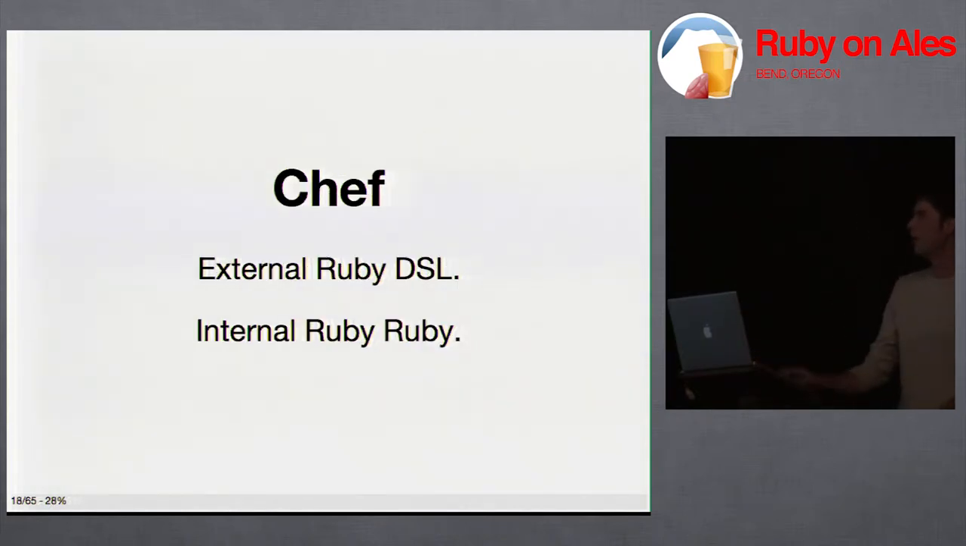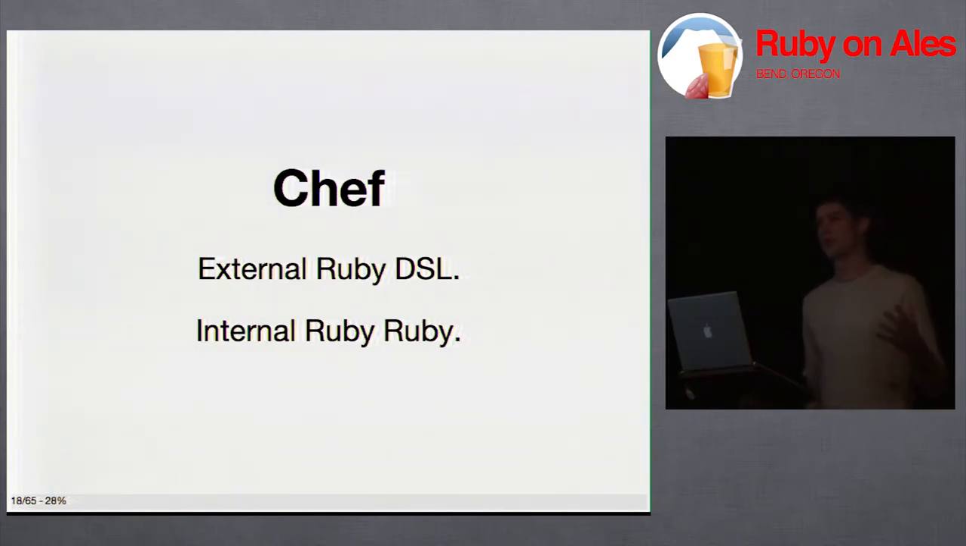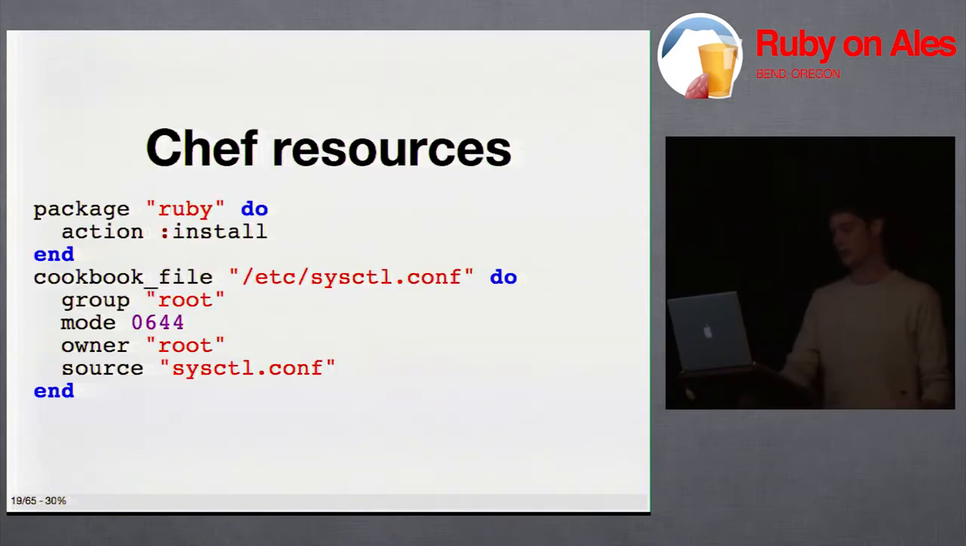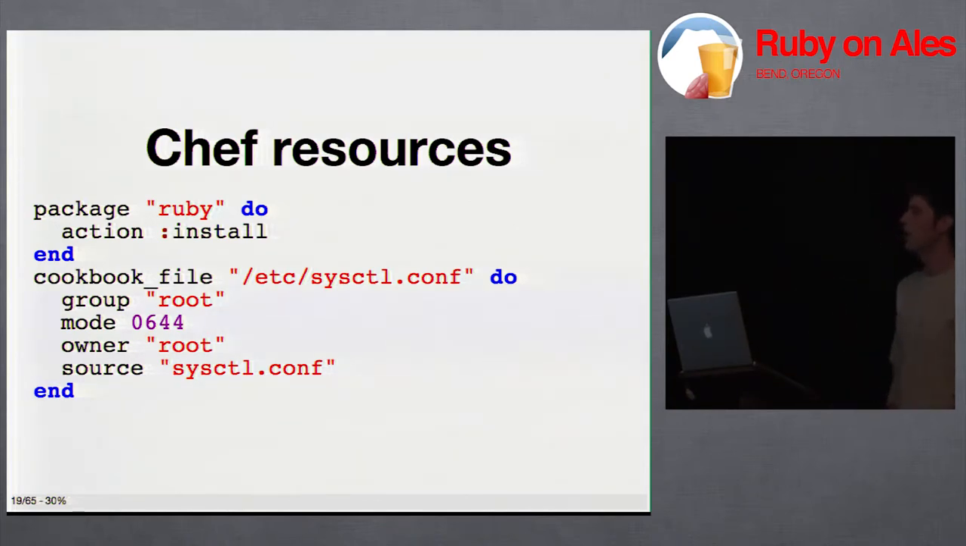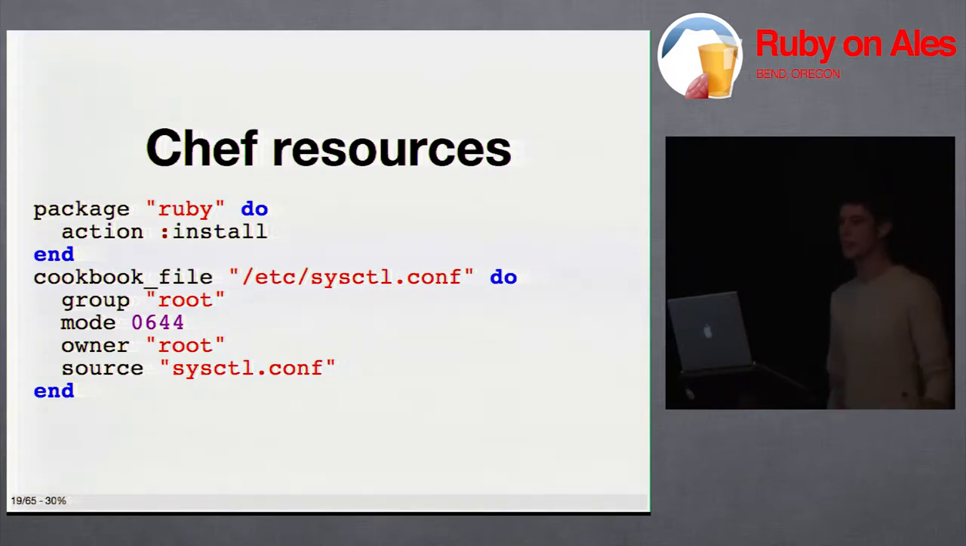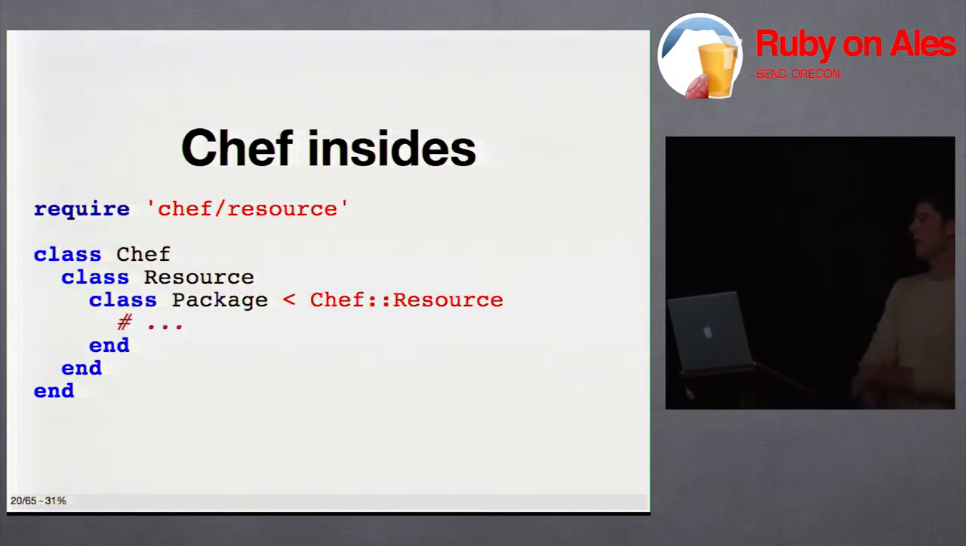Chef, in contrast to Puppet, uses an external Ruby DSL, so the Puppet resources I showed before are actually implemented in Ruby. And inside, rather than using a DSL, it's actually implemented as what I'm going to call today Ruby. That is, it's going to use real classes and real methods. So here's a couple of Chef resources, in fact, the exact same resources, that set up the Ruby package and set up sysctl, and obviously they are Ruby code. Instance eval block so that the methods can affect the whole resource. And here's the inside code, which is nice, plain, clean Ruby.